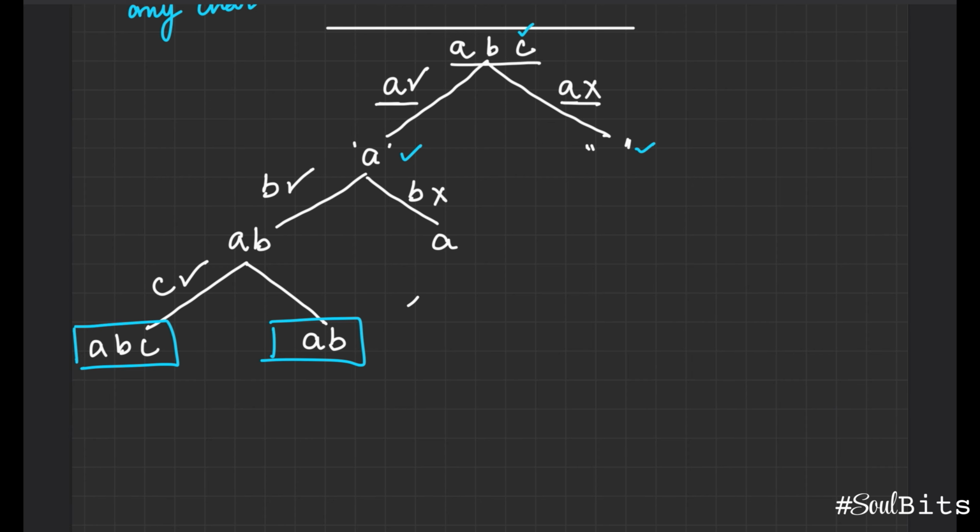Here you make a choice. So B was already deleted, but you still make a choice for C. So here you include C. Here you do not include C.